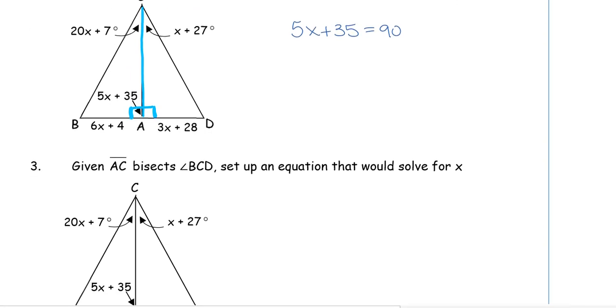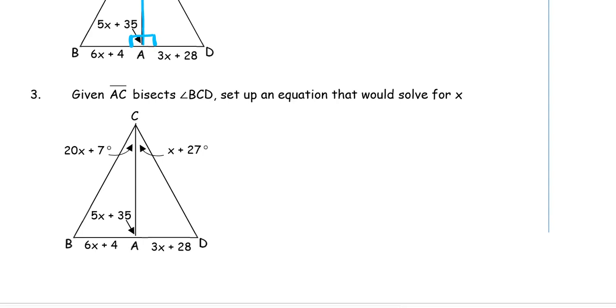And our last one for our video, this one is giving us that segment AC. This time is an angle bisector. AC bisects angle BCD. So if I'm bisecting angle BCD, I follow that it's creating these two congruent angles right here. Anytime I have congruency to solve, I set equal to each other. So this one would be 2x plus 7 equals x plus 27.